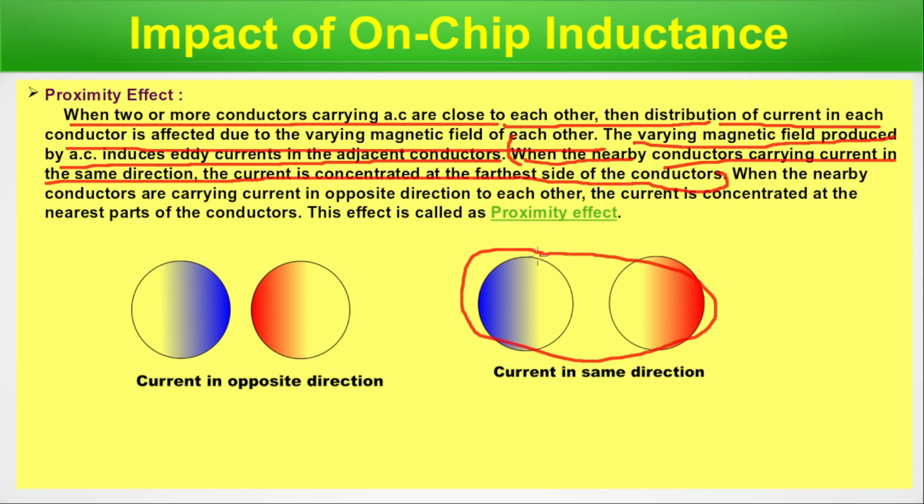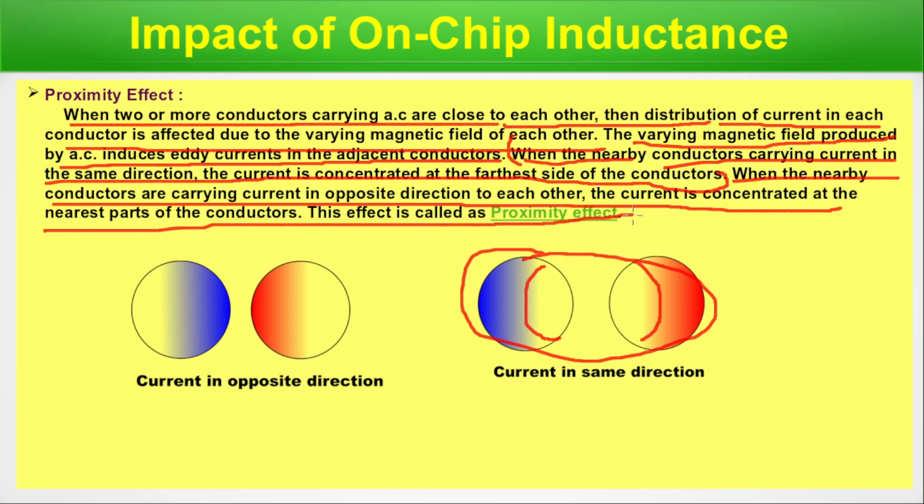These are two conductors adjacent to each other, and the current is flowing in the same direction, so the current is concentrated towards the farthest side. When the nearby conductors are carrying current in opposite directions to each other, the current is concentrated at the nearest part of the conductors. This effect is called proximity effect. So in the opposite direction, suppose it's flowing in this direction and coming back in this direction, the current is concentrated at the nearest part, close to each other. And when the current is flowing in both conductors in the same direction, the current is concentrated on the farthest side.